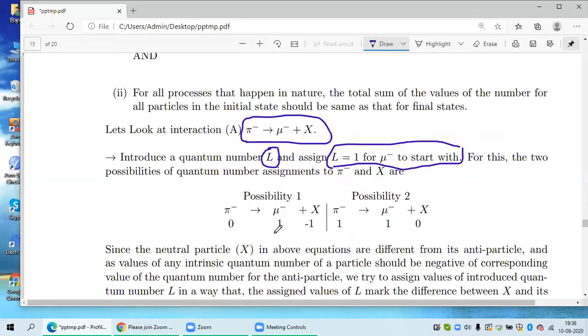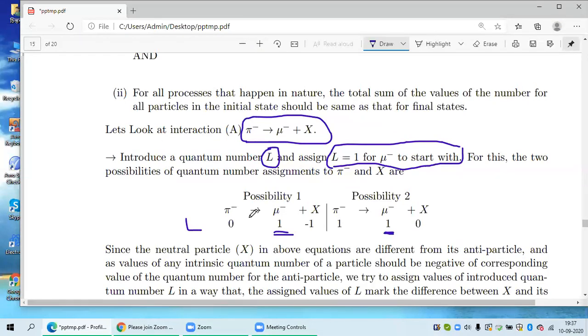So there are two possibilities. We have already assigned, conventionally, mu minus an L value equal to 1. Clear? Then either we should take pi minus to be 1, this 0, or we should take this minus 1, 0. So there are only two possibilities of assigning the L quantum number to pion and x for a given L value of mu. Is it clear? There are no other possibilities.